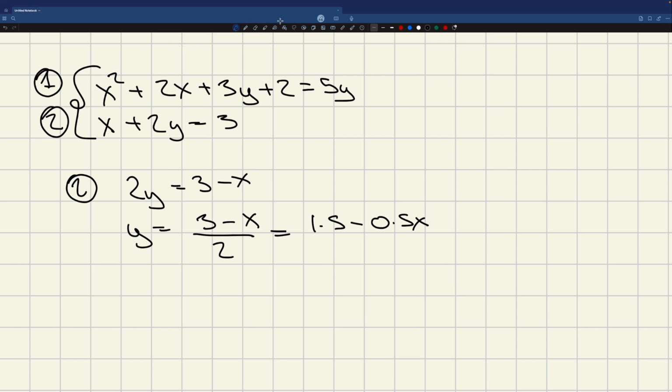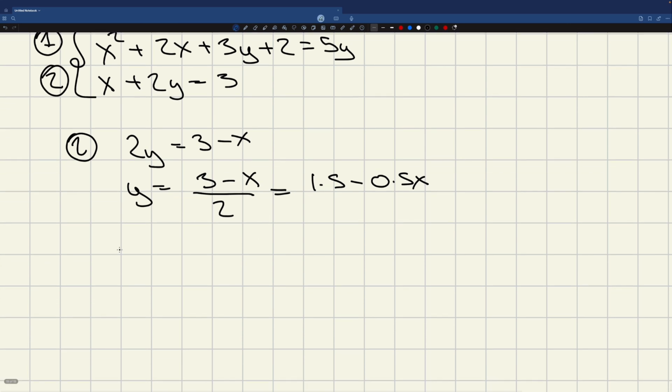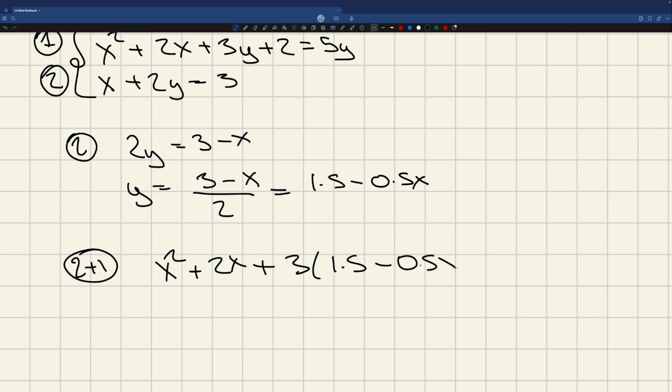Okay, now if we substitute this value of y into this equation, we should get quite a nice and neat quadratic equation. Let's have a look. So now working with the second plus the first, we get that x squared plus 2x plus 3 times (1.5 minus 0.5x) plus 2 is equal to 5 times (1.5 minus 0.5x), close bracket, there.